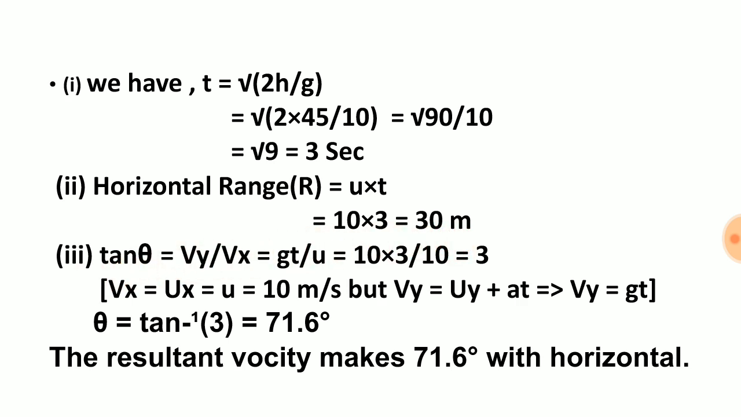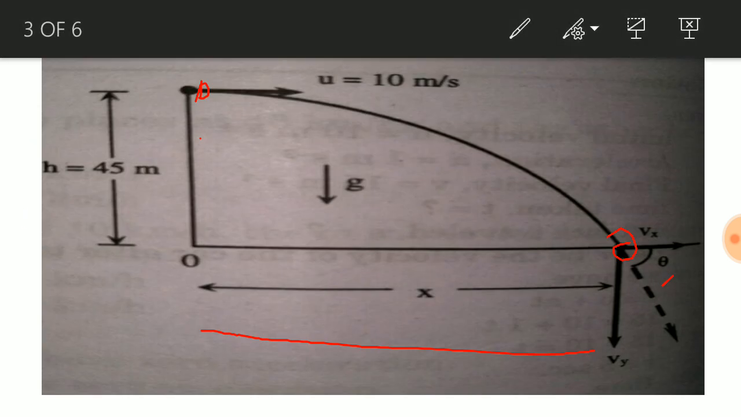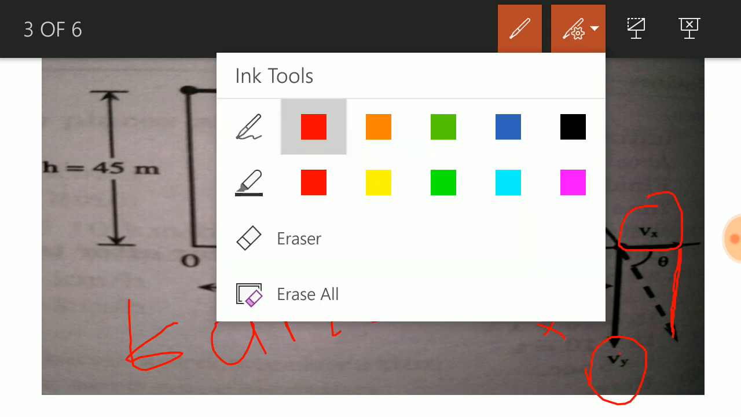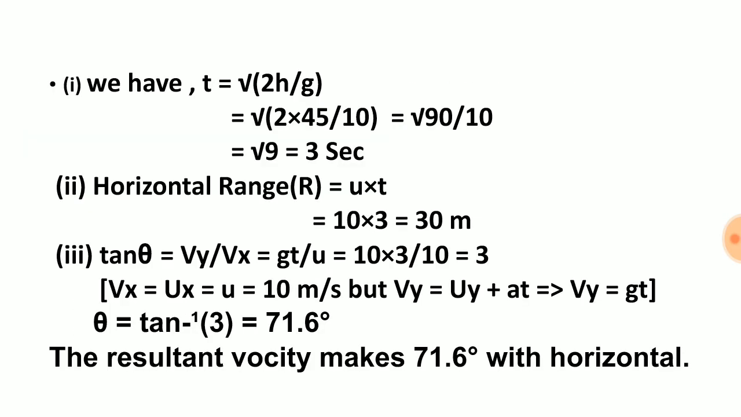Now tan theta. If we see this figure, we can draw one line like this, and if this is Vy, this line will also be Vy, and this is Vx. If we do tan theta is equal to P by B, here our task is to find theta, so tan theta is equal to P by B, where P is Vy and B is Vx, so we will get tan theta is equal to Vy by Vx. Now our Vy will be g into t, but Vx will be u.